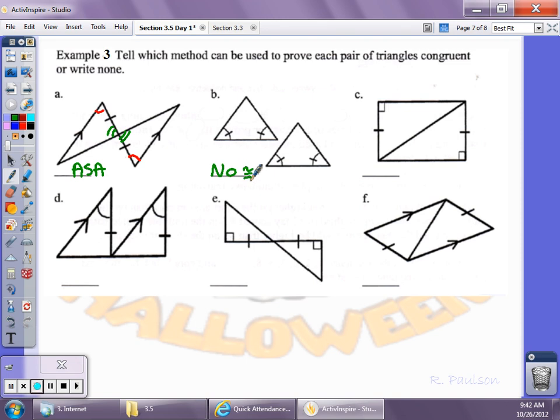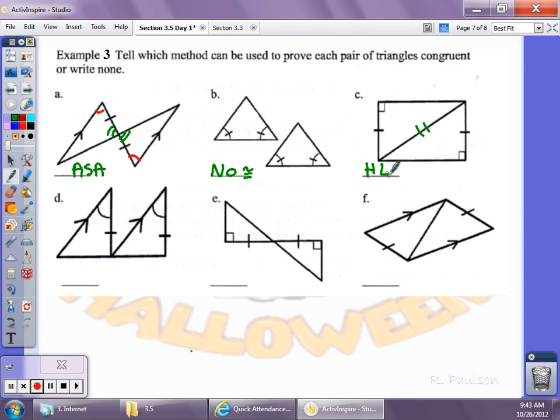In example C, we have two right triangles, so the first thing I'm going to try to do is to prove our hypotenuse leg. So what we are given is that we have two corresponding legs that are congruent. We're going to notice here that using the reflexive property, I can mark that the hypotenuses are congruent. So based on the HL theorem, I can prove that in C, these triangles are congruent.